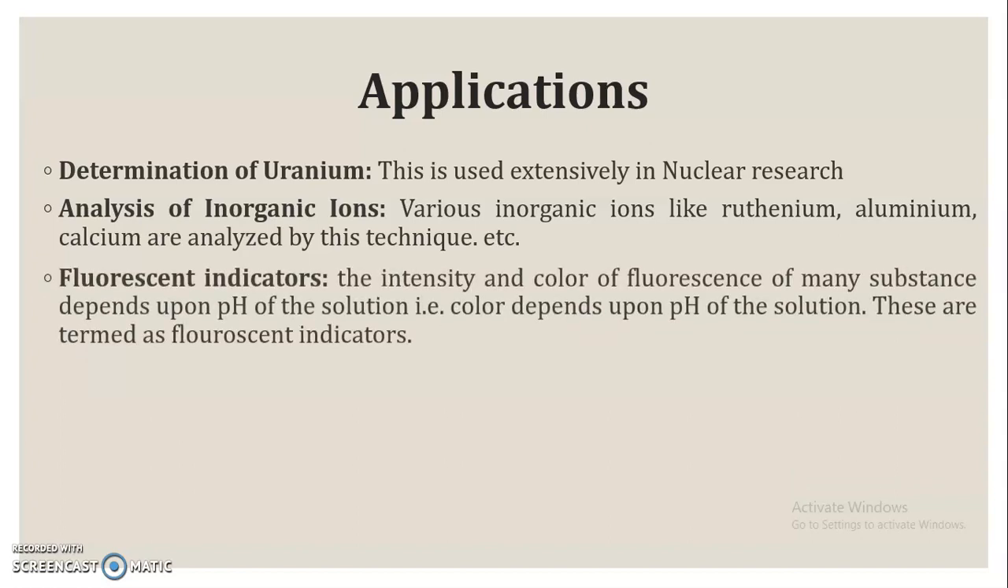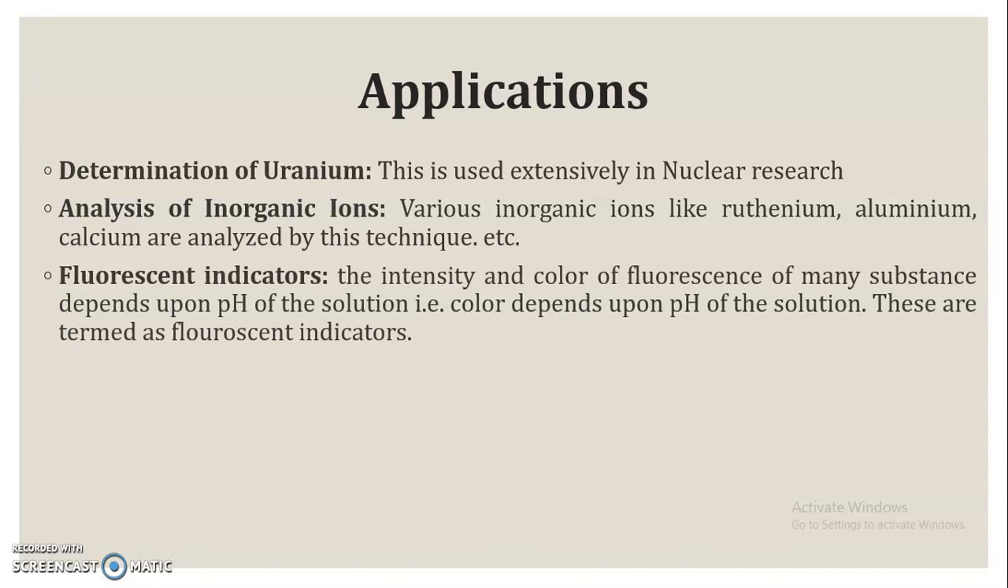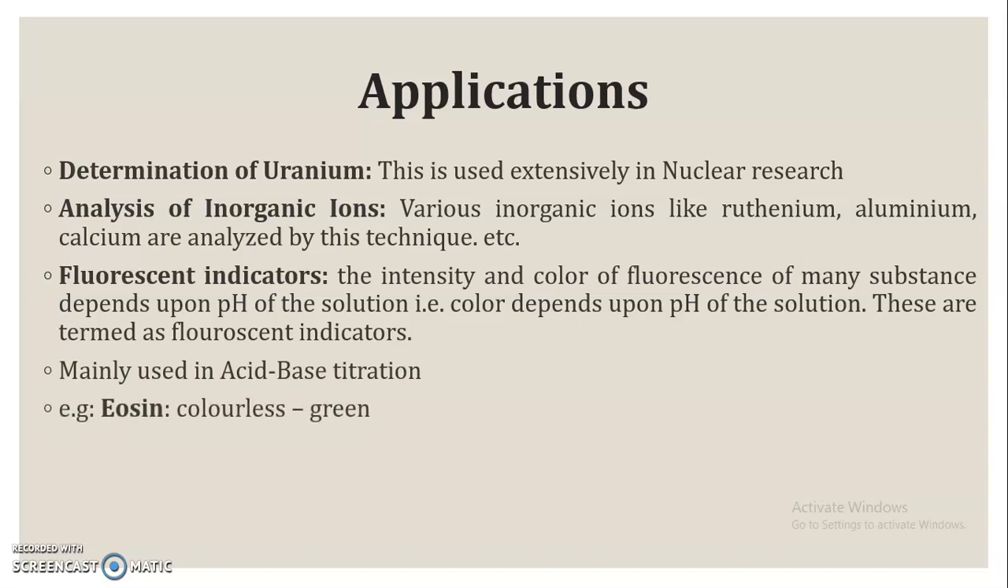Then after this, the next important application of fluorimetry is fluorescent indicators. Now the intensity and color of fluorescence of many substances depend upon the pH of the solution. That is, the color depends upon the pH of that particular solution. These are termed fluorescent indicators. They are mainly used in acid base titration. For example, in acidic condition, eosine shows colorless, while in basic condition it will show green color. Depending upon the pH, the color of eosine will change, and that's why it is used as a fluorescent indicator.